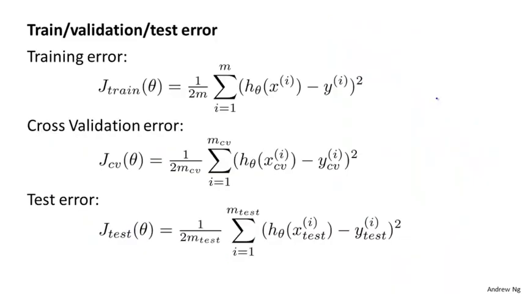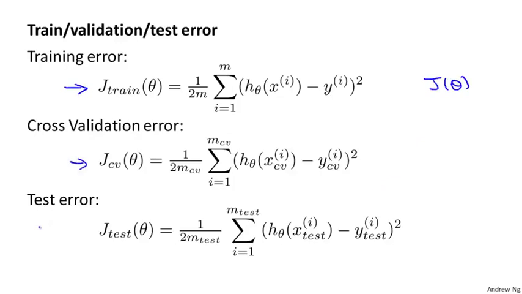So now that we've defined the training, validation, or cross-validation and test sets, we can also define the training error, cross-validation error, and test error. So here's my training error, and I'm just writing this as J subscript train of theta. It's usually the same thing as the J of theta that we've been writing so far. It's just a training set error, as measured on your training set.